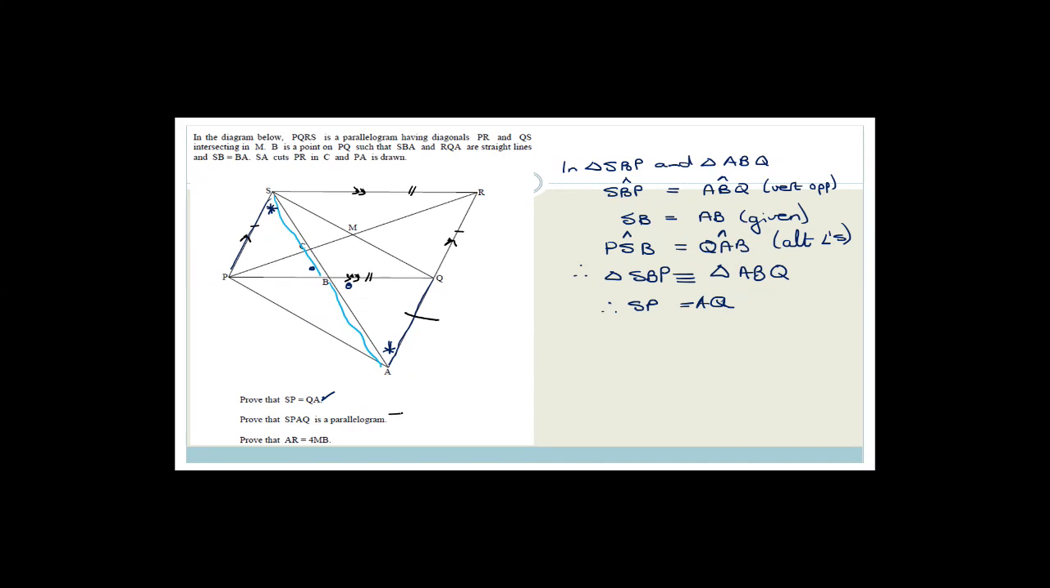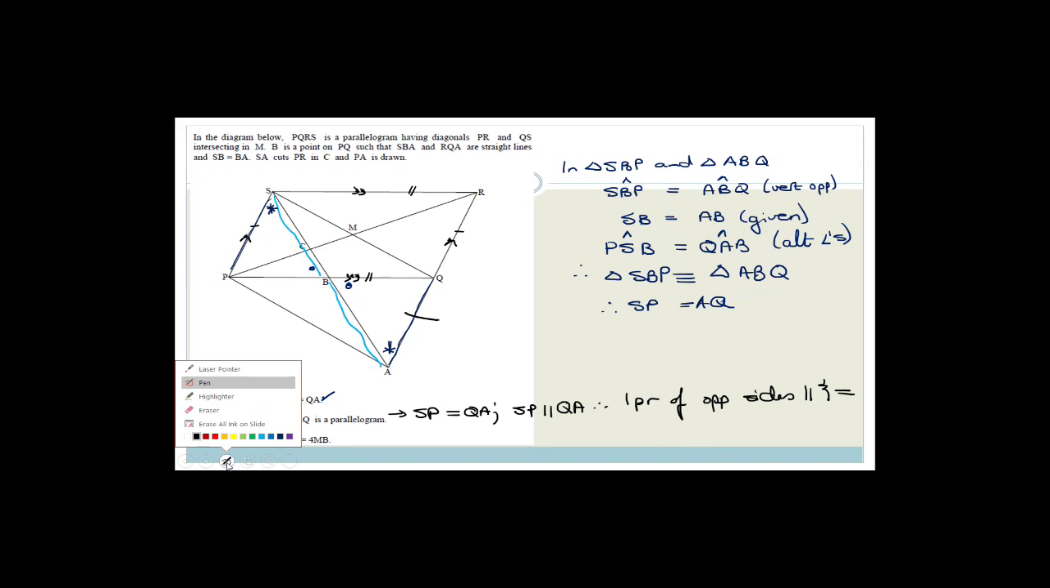Well, that's very easy because SP is equal to QA. We've just proven it. Okay, and we know that SP is parallel to QA, why? Given. Therefore, SPAQ is a parallelogram, why? One pair of opposite sides parallel and equal. Okay, now it says prove that AR equals 4 times MB. So they want AR, let's get a color out, let's get red. AR is 4 times MB.